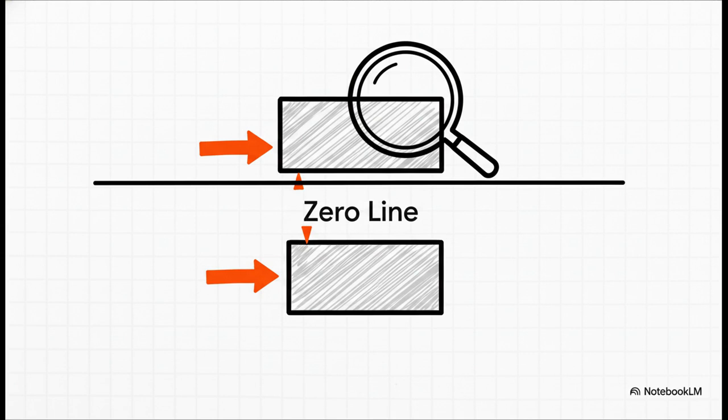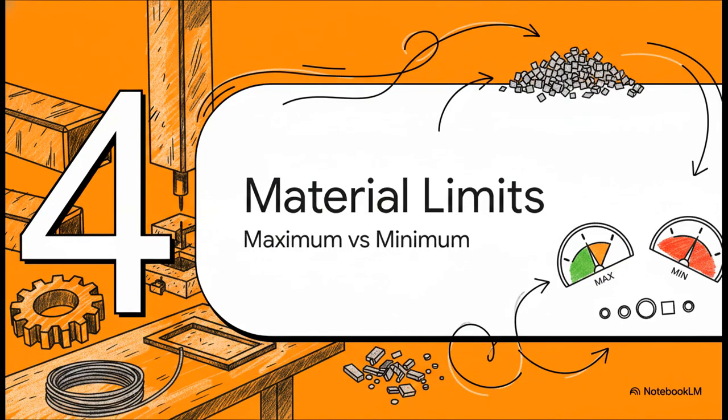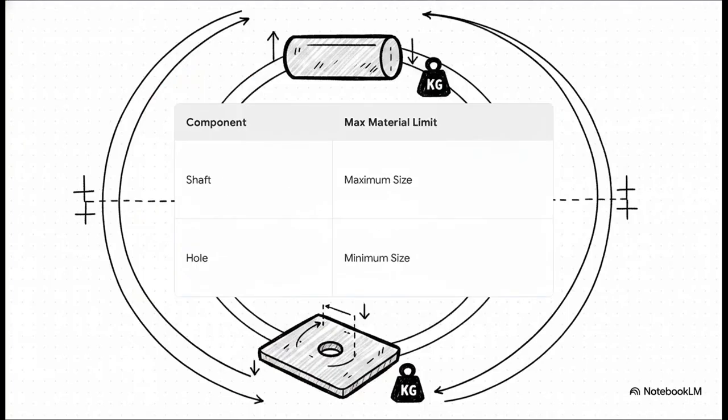Nailing down this fundamental deviation is key, because it acts as the primary anchor point for all the other math you're going to do. All right, on to Part 4, understanding material limits. Let's get physical. Instead of just looking at math on a page, let's think about the actual metal left on the manufacturing table. When we talk about the maximum material limit, or MML, we're basically asking, when is this part the heaviest? For a shaft, it's a no-brainer.